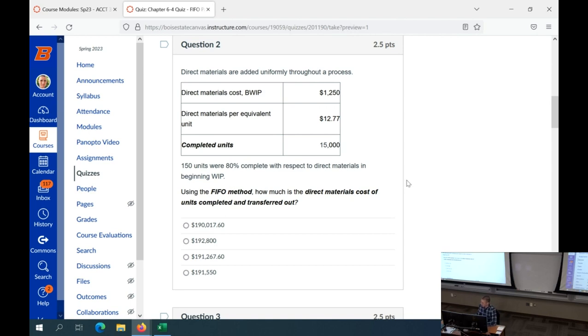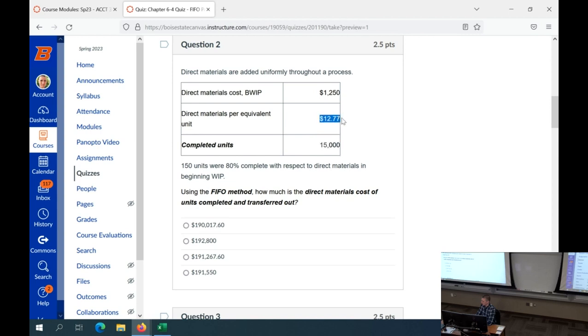First, I'll look at the question stem. Using the FIFO method, how much is the direct materials cost of units completed and transferred out? Okay, that means we need to figure out direct materials with this period's rate. We need to put some sort of cost on that and add in at the end the direct materials cost that was in beginning WIP. That's given to me. Also, a rate is given to me and the total completed units.